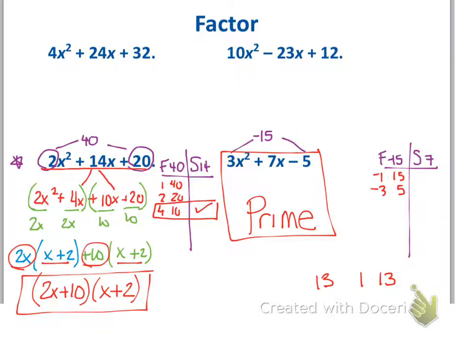Let's do this first one here: 4x squared plus 24x plus 32. So again, we take the first two numbers and we multiply them. And 4 times 32 is 128. So we are looking for factors of 128 that add up to 24. I already know that 4 times 32 multiplies to 128, but it does not add to 24. Another option would be 8 times 16, and 8 plus 16 is 24.